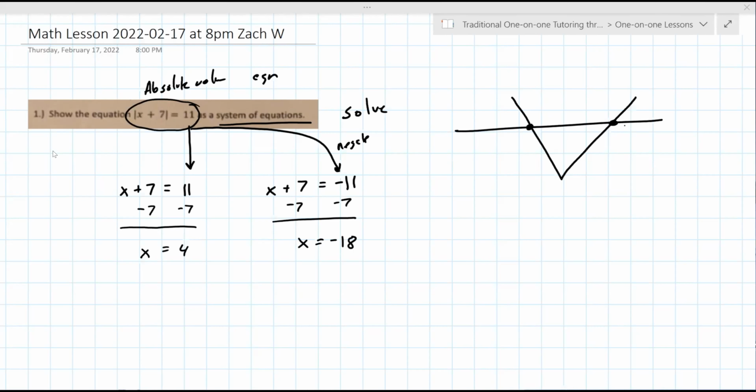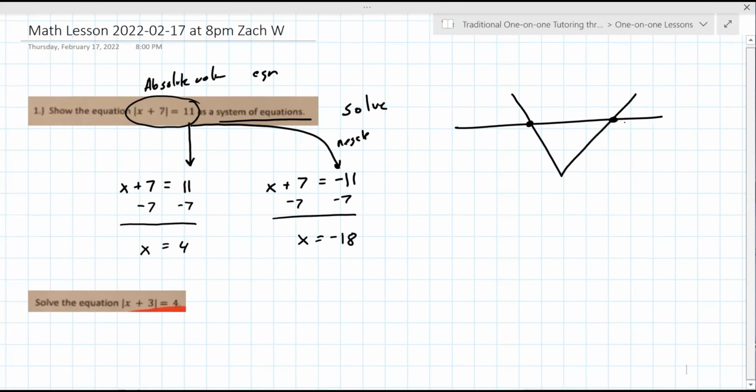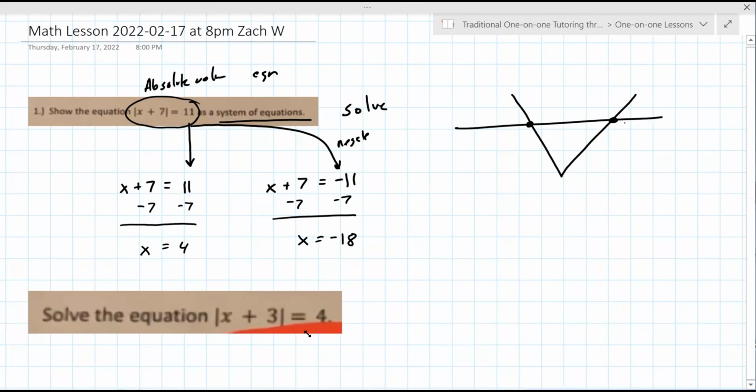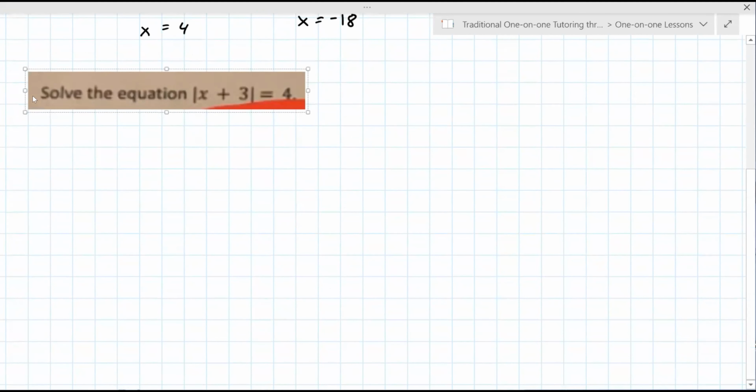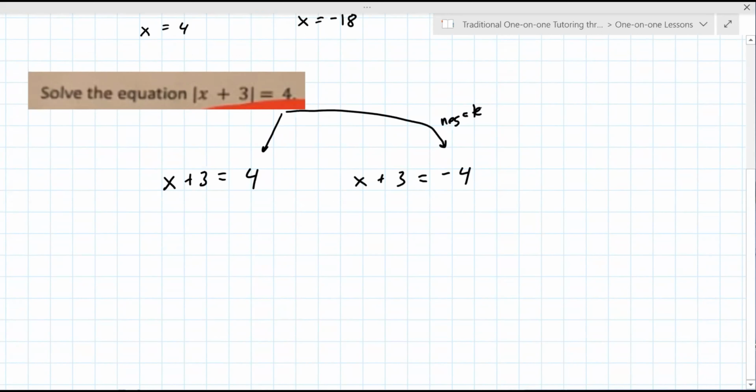All right, let's try another one here. And then I'm going to transition to Desmos to show you some things about absolute value that I think you'll appreciate. So again, whenever you're solving an absolute value equation, you write what's inside the absolute value 2 times. There and there. To the right of the first equal sign, you put the number 4. To the right of the second equal sign, you put the negative of that number. Okay, and then you solve it. So that would be x equals 1, and then x equals -7.